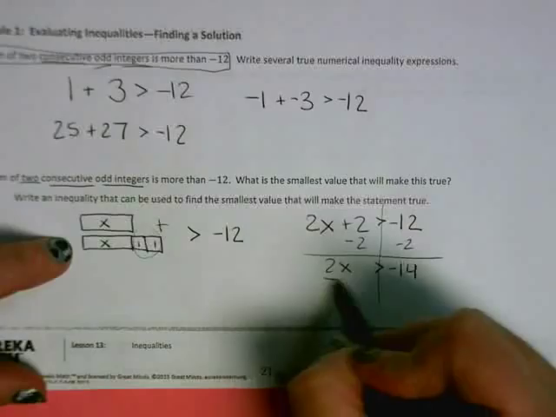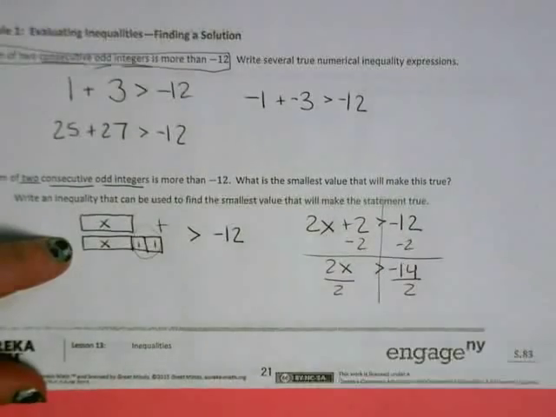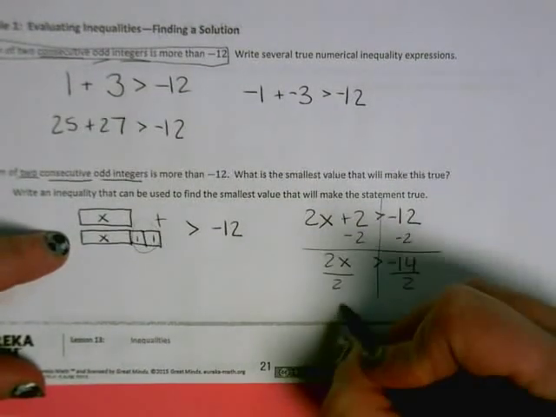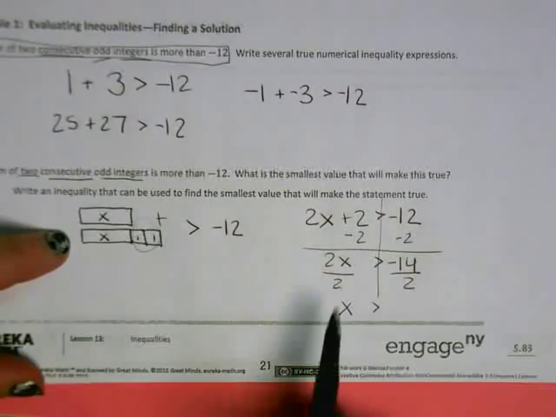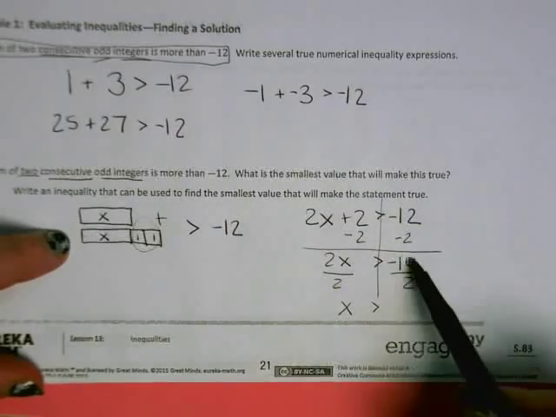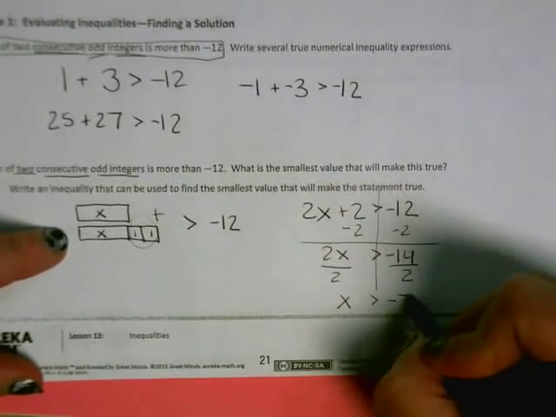And now can we divide both sides by 2? Are we allowed to do that? Sure, as long as we're dividing by a positive number, which we are. We're dividing by positive 2. Negative divided by a positive is a negative.